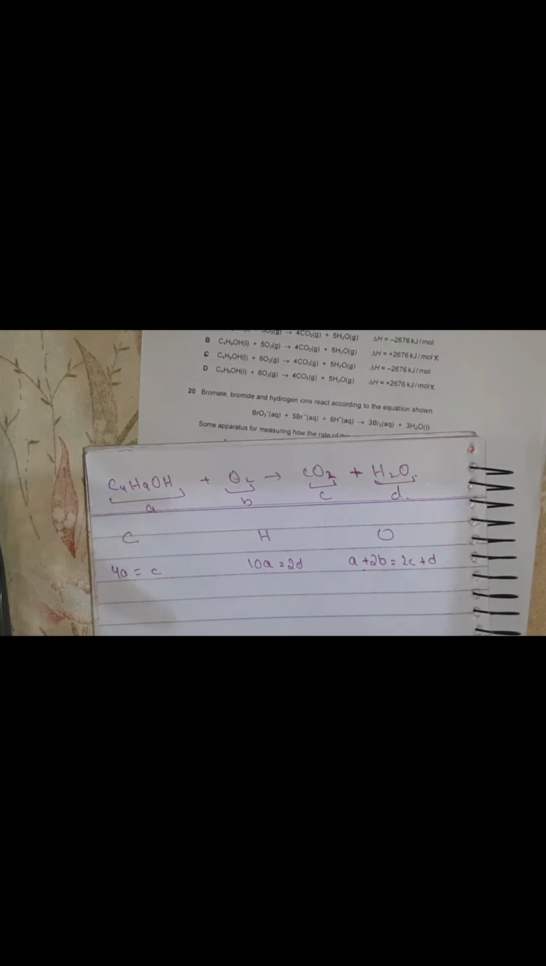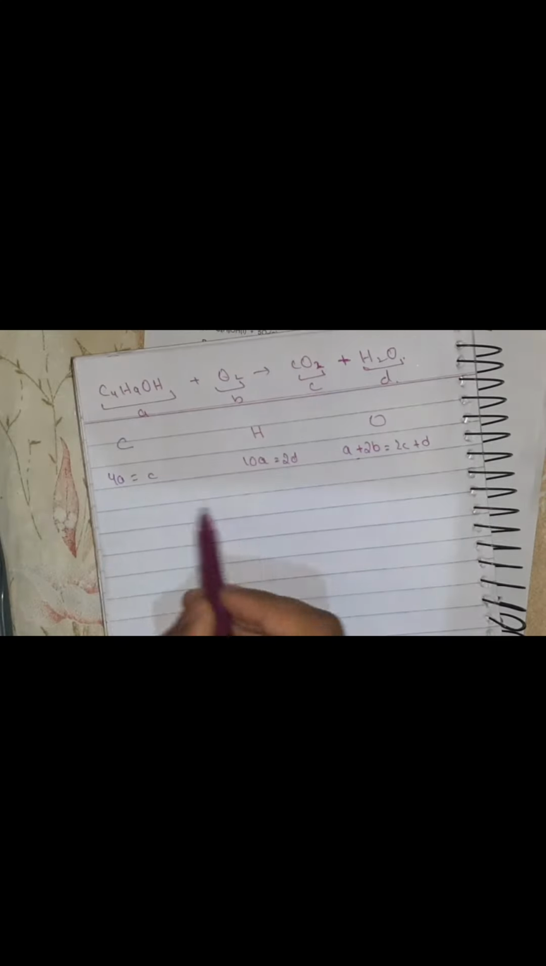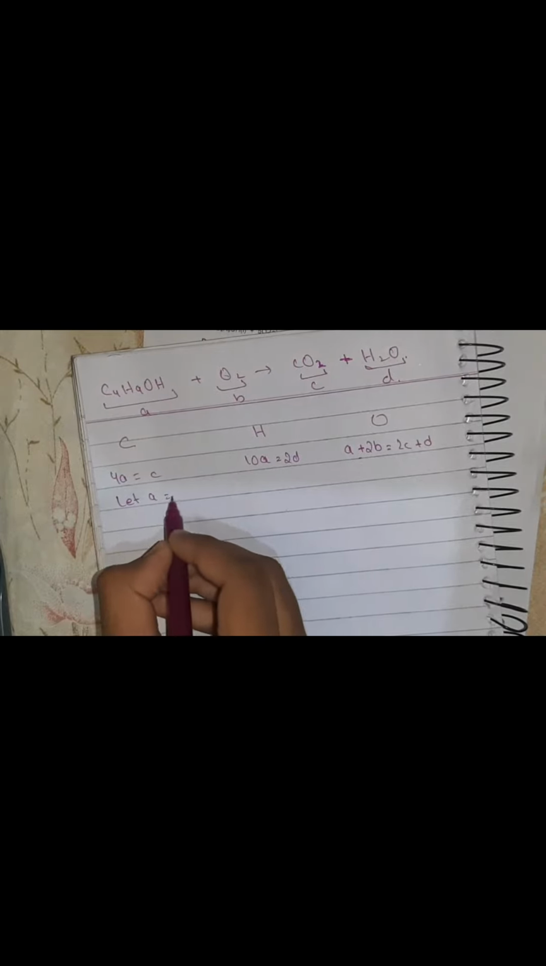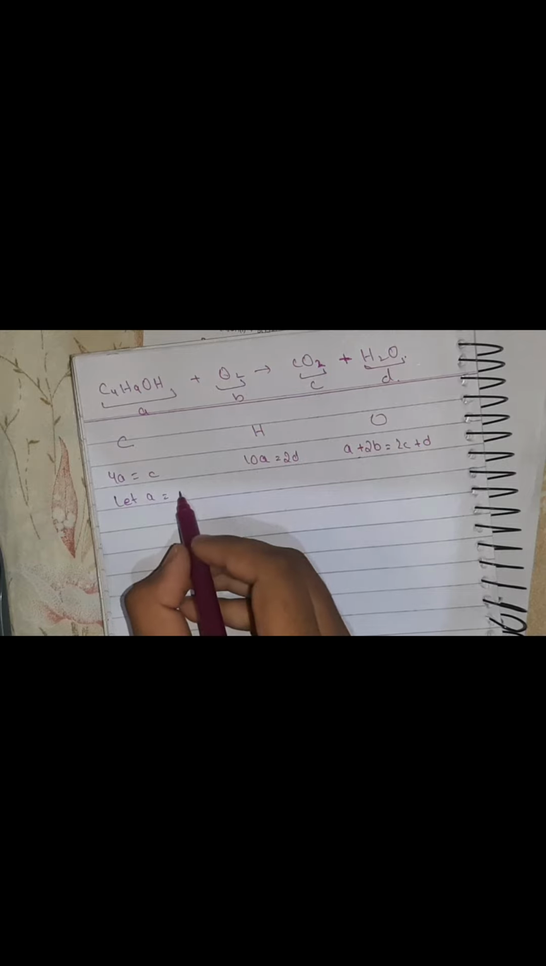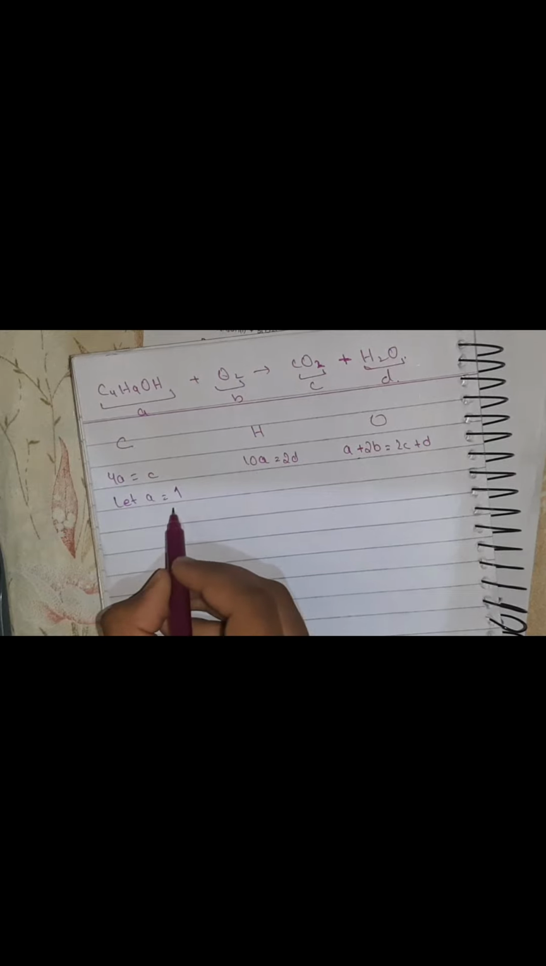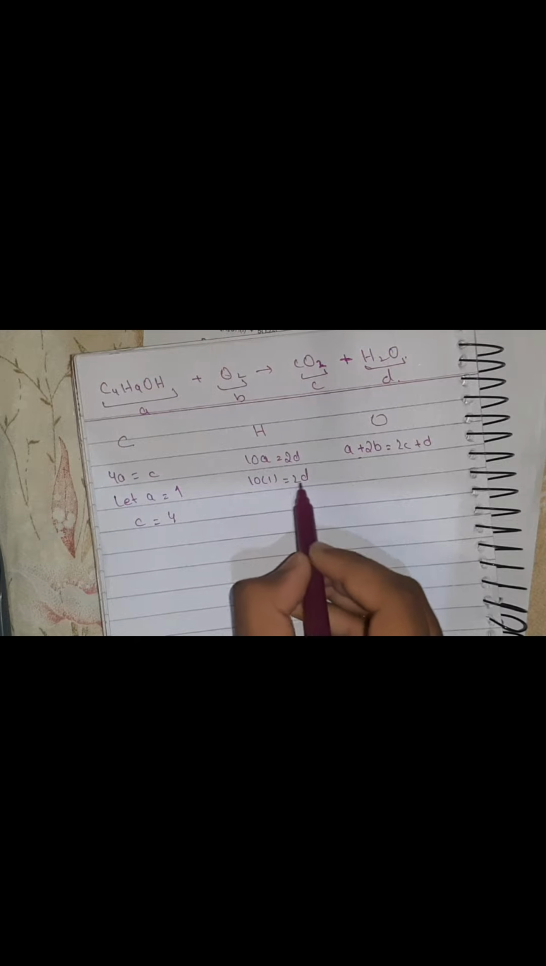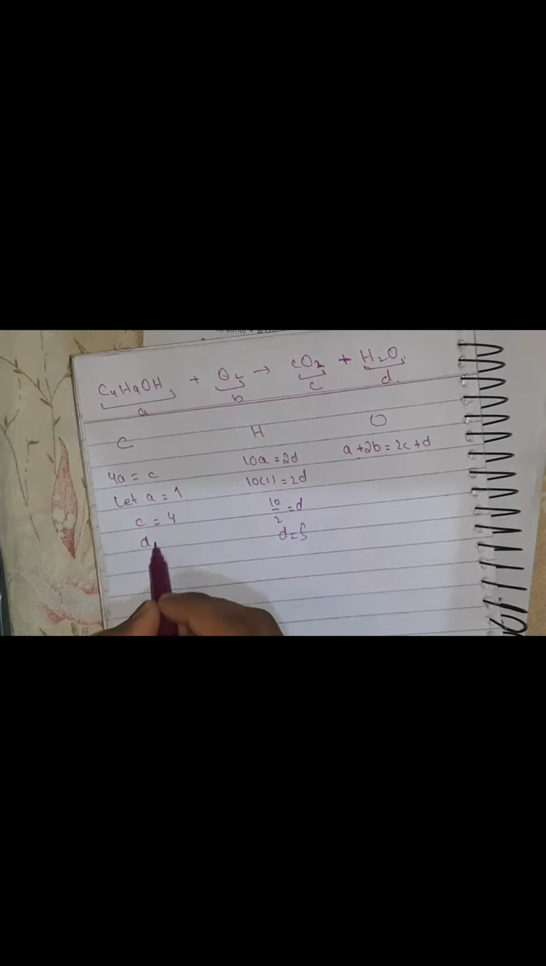You can use any method for balancing, but for me this is the fastest method, and I used it in my examination as well. So it is not compulsory, use any of yours. We just let any one of these be equal to 1. Let A equal 1. You can let A or B or C or D equal 1. When A is 1, then C becomes 4. For hydrogen, 10 equals 2D, so D is 5.